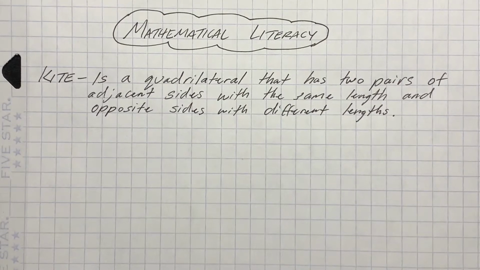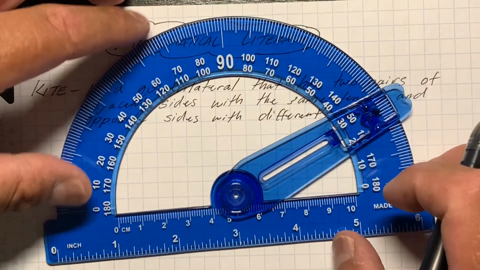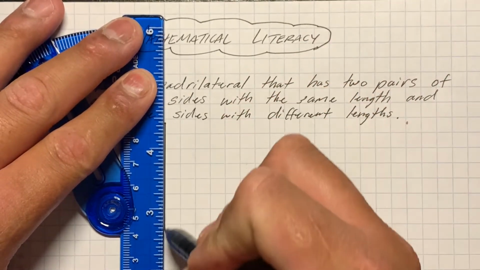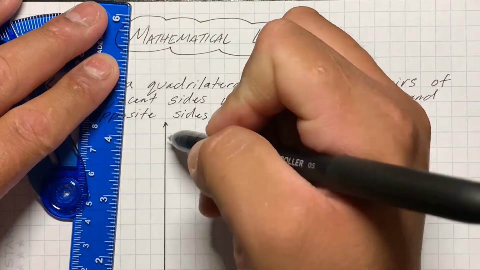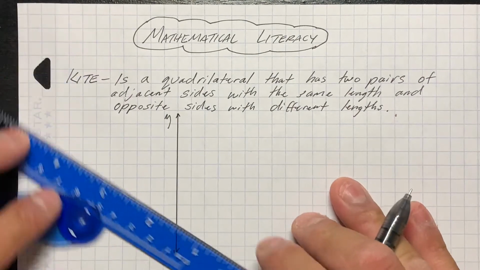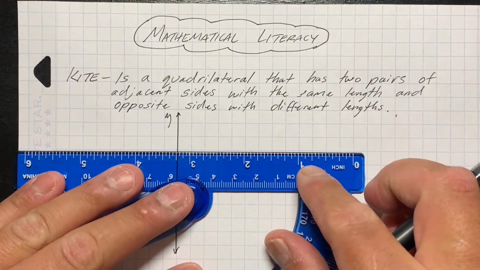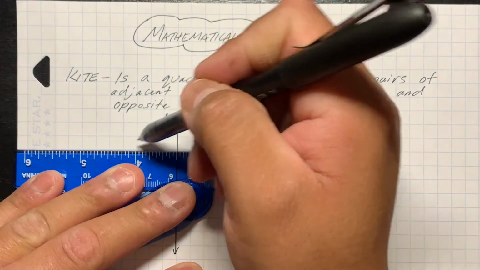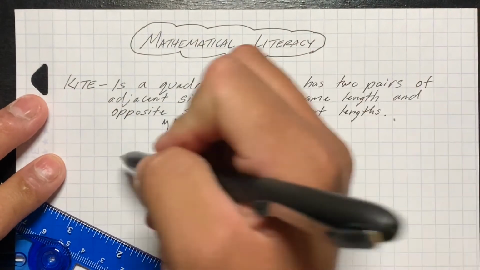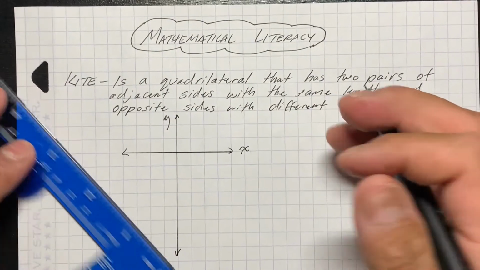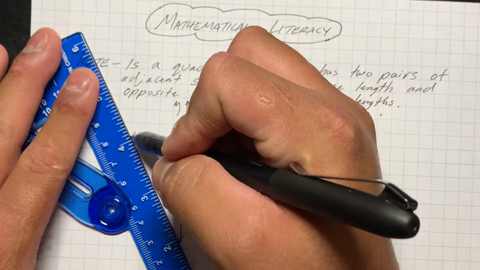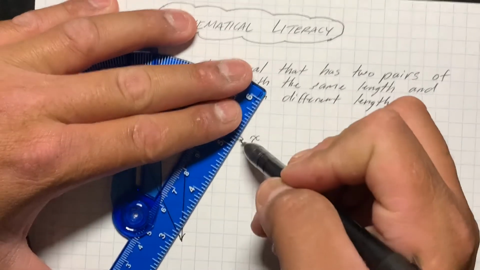Now let me go ahead and break up my protractor here. What I'm going to do is draw the y-axis, and let me zoom out just a hair. I'm also going to draw the x-axis. Now, when I connect these lines, what we're going to have is a kite. So let me do that real quick.